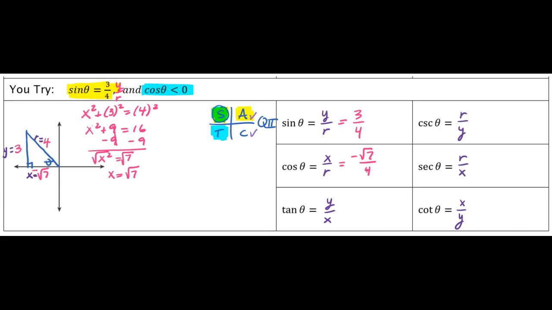And then for tangent, things are going to get a little bit tricky here. So I need y over x. So that would be 3 over negative root 7. But we can't leave the root 7, so we're going to have to rationalize the denominator. So what I'm going to do is multiply my fraction by root 7 over root 7. And my final answer is going to be, this negative that's on the bottom, I'm going to bring it out to the front. And then I'll have 3 root 7, and then my denominator would just turn into 7. So my final answer for tangent would be negative 3 root 7 over 7.